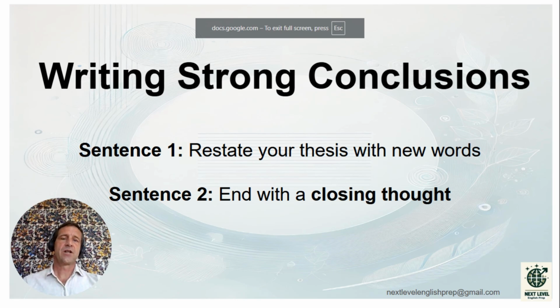Like your introduction, it should only be 2 sentences long, about 40 to 50 words total. In the first sentence, you want to paraphrase your thesis statement from the introduction paragraph using completely new words. This kind of acts as a summary for your essay. In the second sentence, you'll end the essay with a closing thought, which is a final, insightful sentence. A strong closing thought really puts an exclamation point on the whole essay.